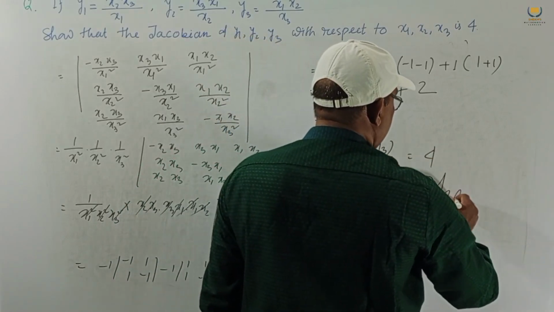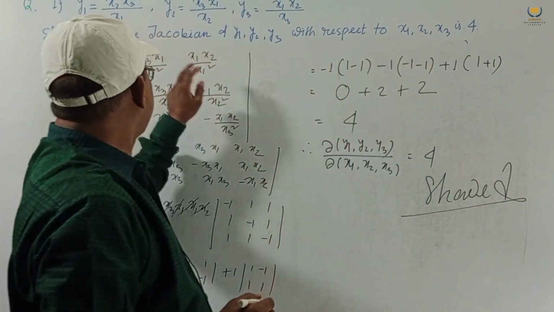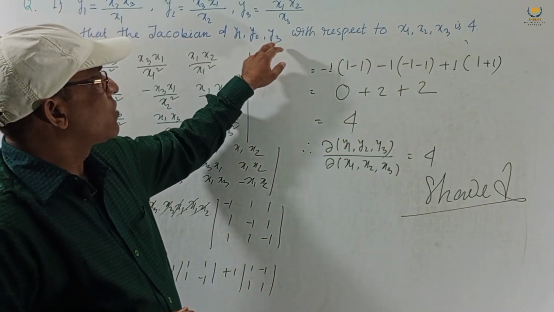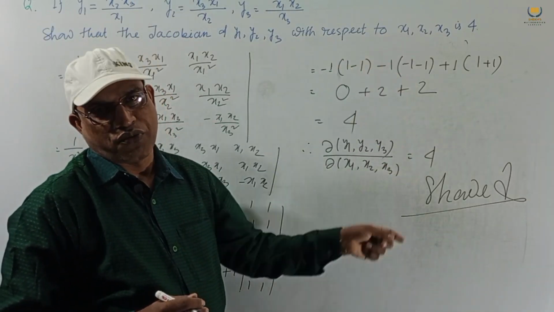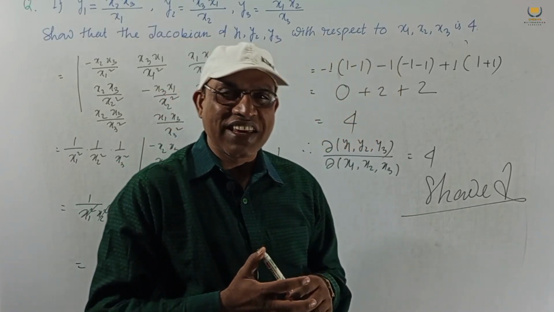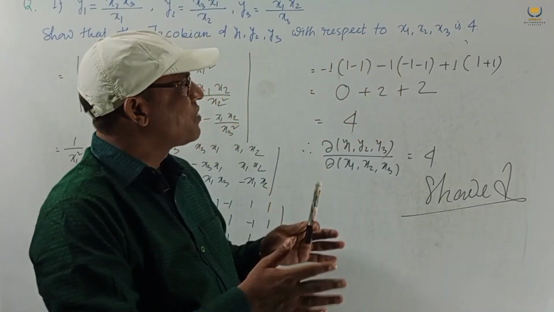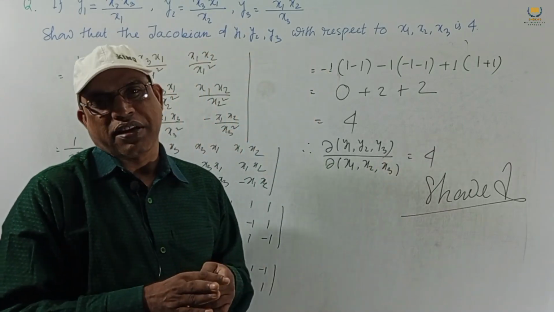This is our result. Show that the Jacobian of y1, y2, y3 with respect to x1, x2, x3 is 4. This is the proof. So dear students, this is a very easy and very interesting solution. You just have to know how to differentiate the function and how to expand the determinant.